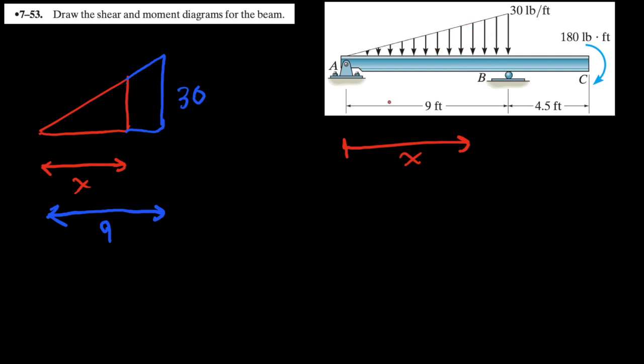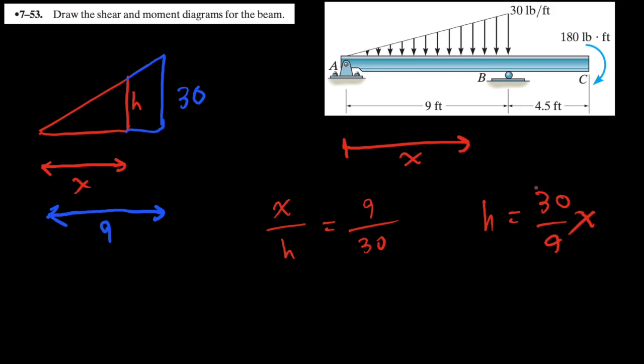So think of this as sort of a variable triangle, whereas the blue one is a fixed triangle. The red one varies as a function of x. So let's try to get the height h of this variable triangle as a function of x. If we simply use trigonometry, we have x over h is proportional to 9 over 30. And solving this, we get h equal to 30 over 9 times x.